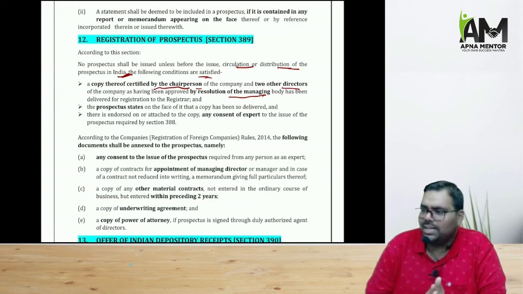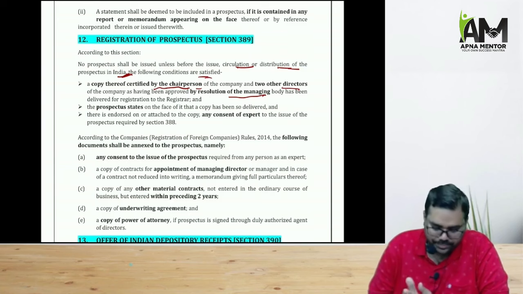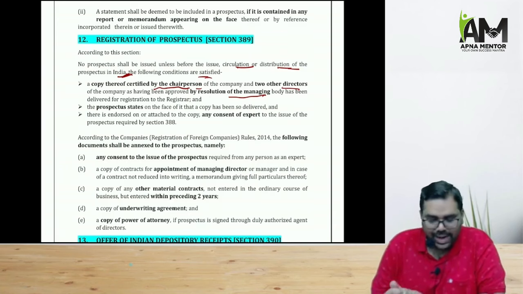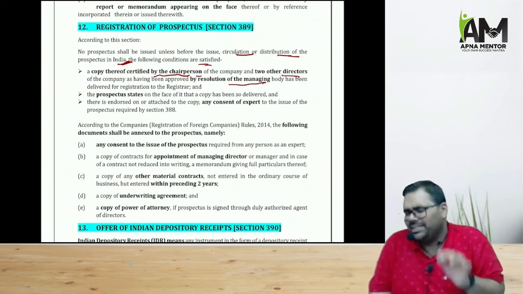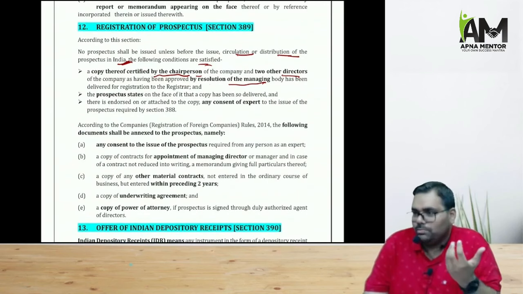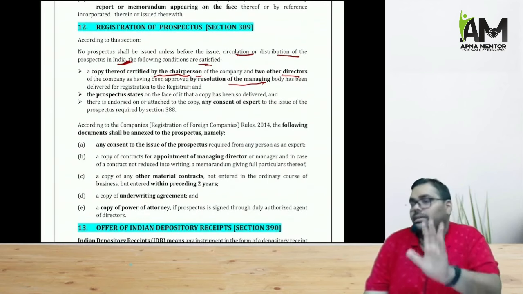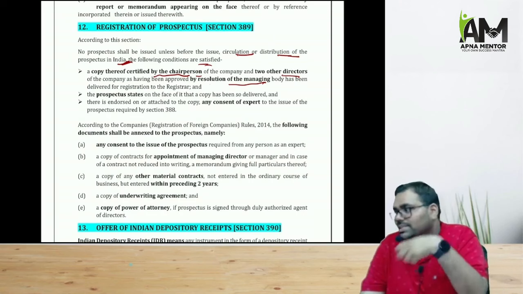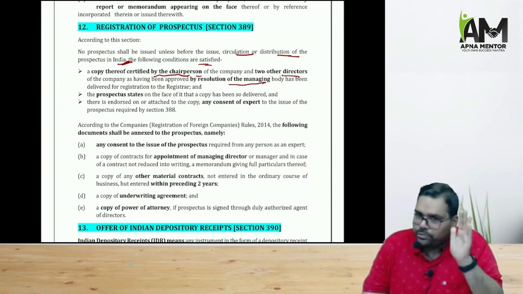Because there are more chances that a foreign company might issue the prospectus, loot the public, take the money and go away. So these conditions must be there. And along with the prospectus, now please see, again something you have to learn. There are some things you have to memorize only. There are few things you can understand in law, and there are few things you have to memorize.